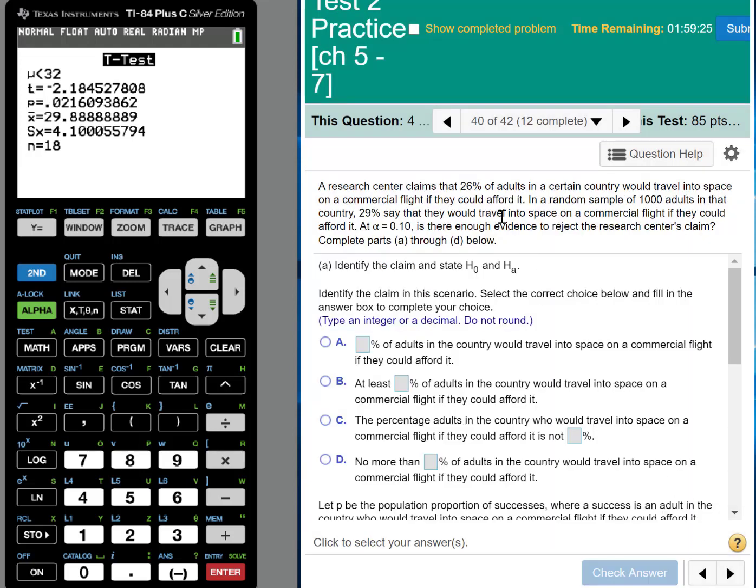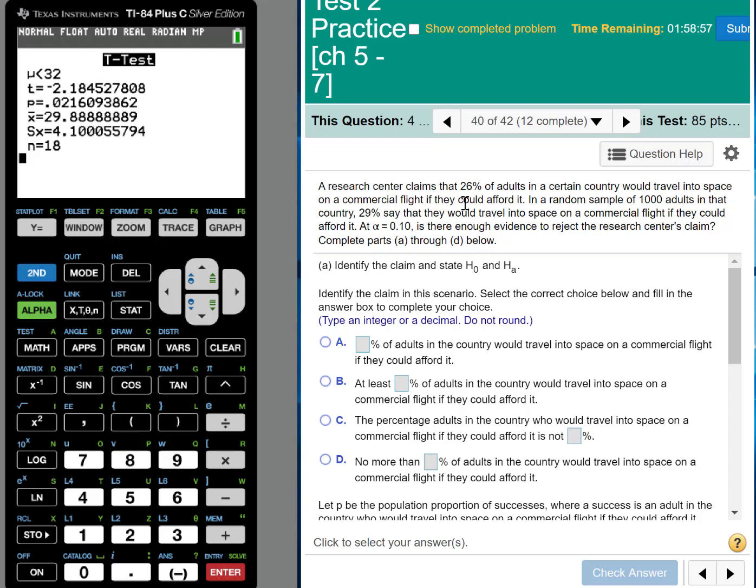Research center claims that 26% of adults in a certain country would travel into space on a commercial flight if they could afford it. In a random sample of 1,000 adults in that country, 29% say they would travel into space if they could afford it. At 10%, is there enough evidence to reject the claim? If he's asking you if you can reject the claim, be sure that the claim will turn out to be in the null hypothesis.